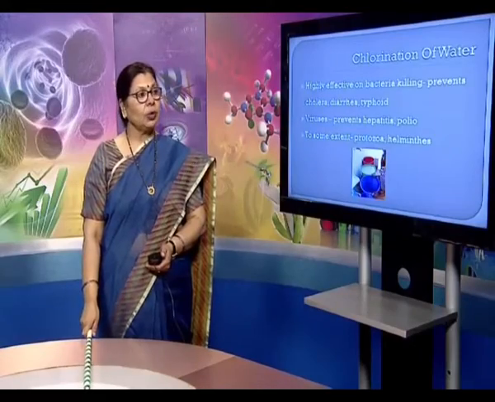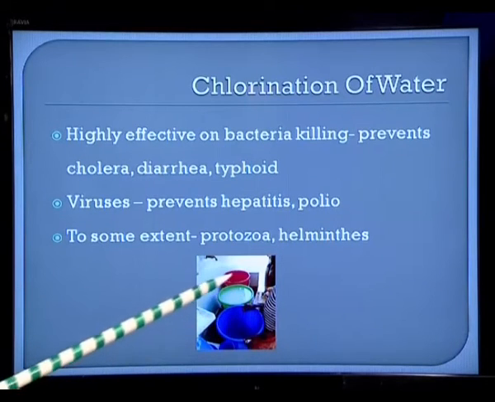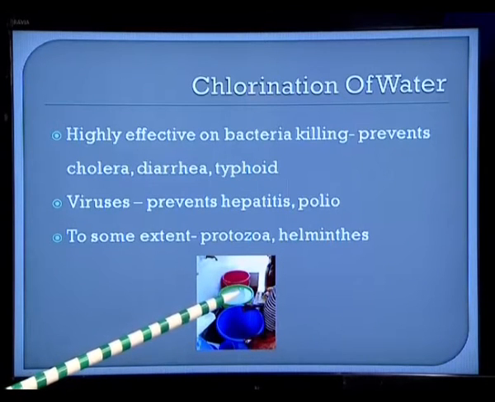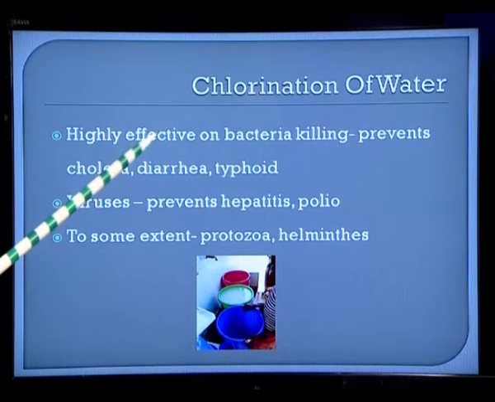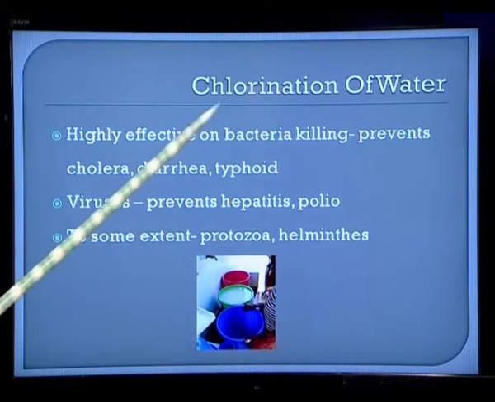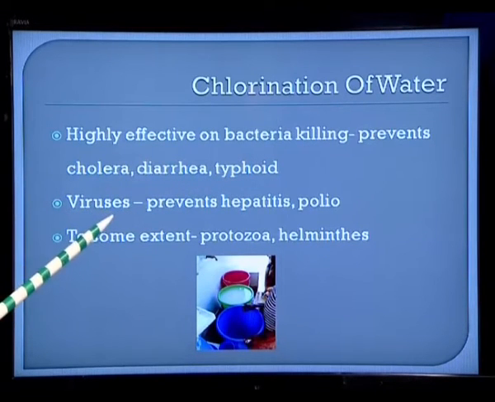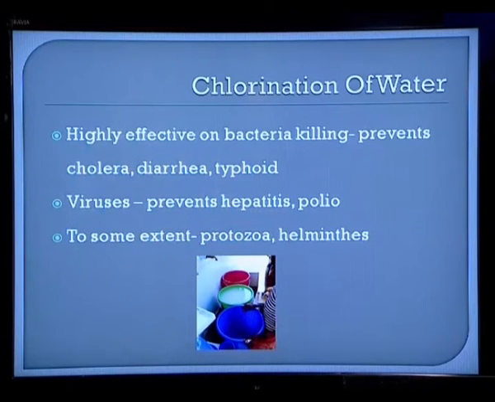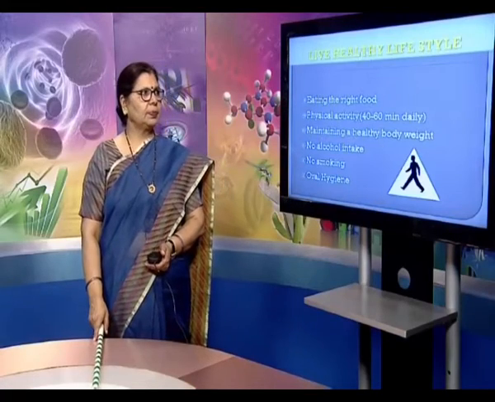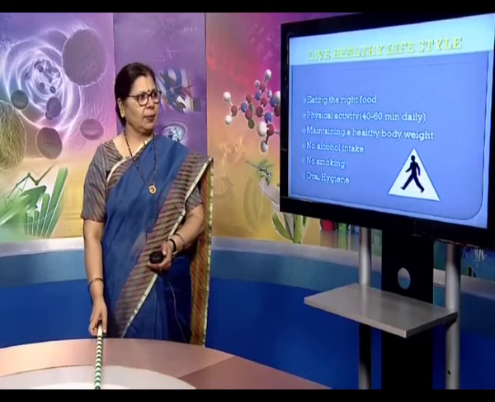Now, what else can you do? Chlorination of the water. Many times you see the water is a little whitish in color. That is chlorination, because this is very effective for killing the bacteria for cholera, diarrhea, typhoid, and there are also viruses present. It prevents polio and hepatitis, and to some extent it also prevents protozoa and helminths. And what to do to live a healthy lifestyle?